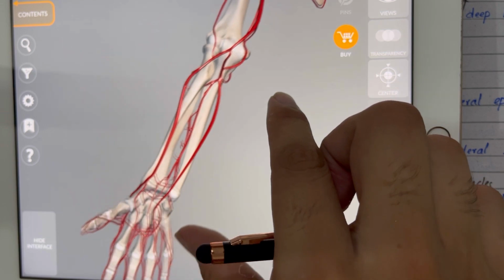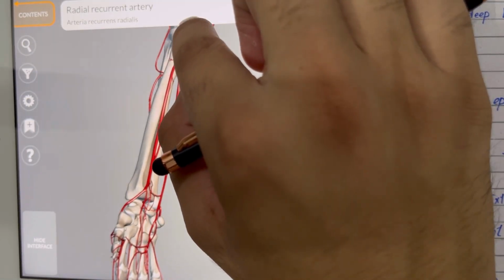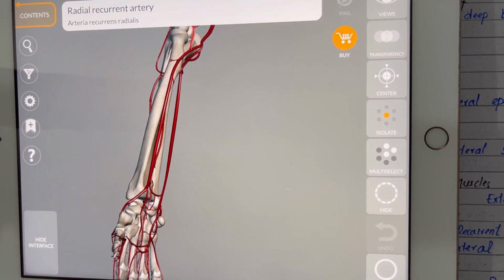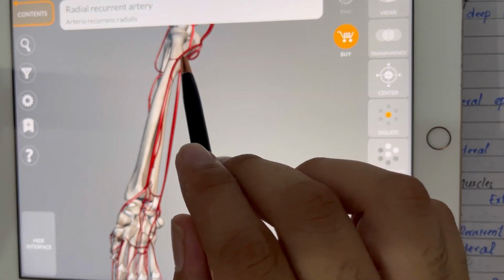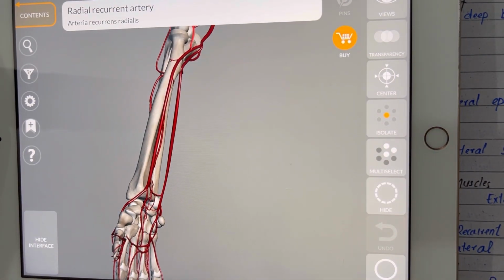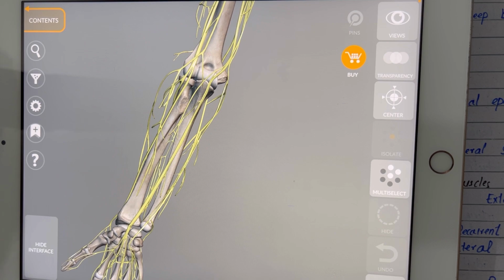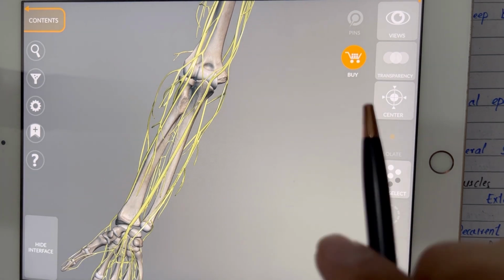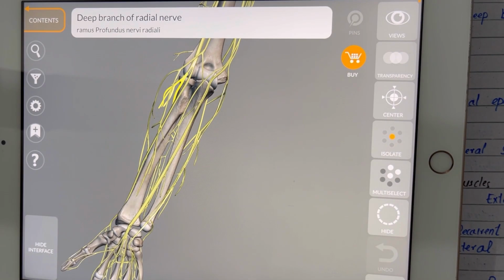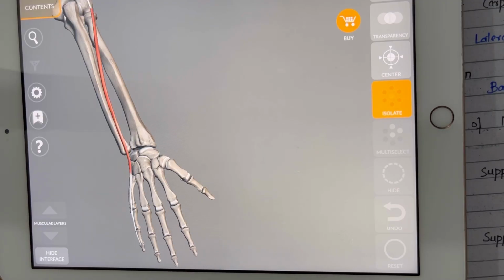Now student, the blood supply of the extensor digiti minimi muscle is the radial recurrent artery. Student, the radial recurrent artery is the branch of the radial artery. The innervation of the extensor digiti minimi muscle is the deep branch of the radial nerve. Now student, the action of the extensor digiti minimi muscle is the extension of the little finger.